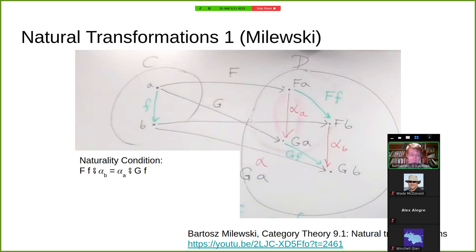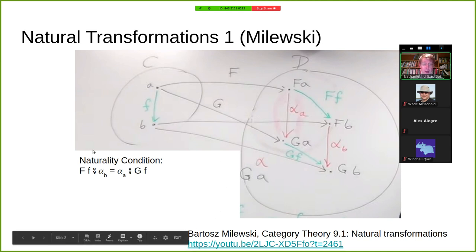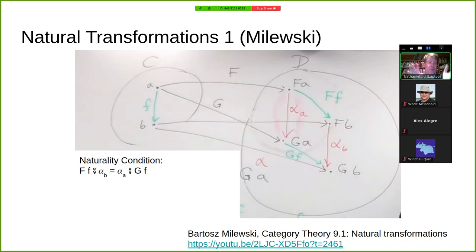So the foundational diagram here is one that Bartosz articulates in this video, which I consider wonderful, and its link is there. It's really a great video, and I've splayed this diagram down to you, and I need to explicate it a little bit, okay? So we have category C on the left, we have category D on the right, okay? Two different categories.